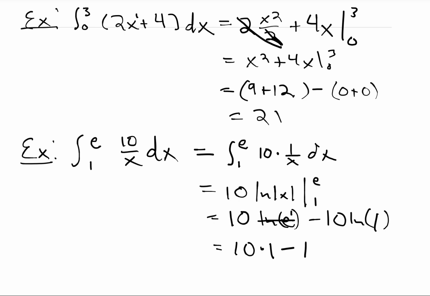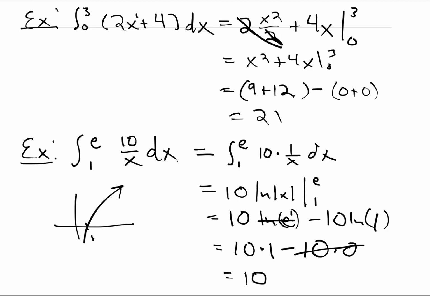Over here I'm subtracting off 10 times natural log of 1. Well, your natural log function looks basically like this. If you plug in 1 to natural log, you just get 0 back. So that'll drop off, and this guy will simplify to 10.